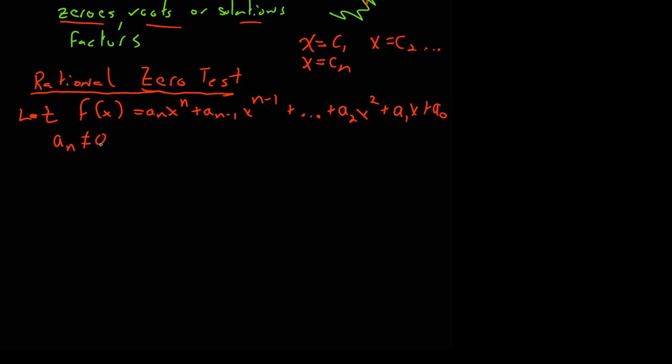Now, a sub n cannot equal 0, and all coefficients are integers. So we're not going to have fractions, we're not going to have decimals, we're not going to have pi, we're not going to have imaginary numbers.